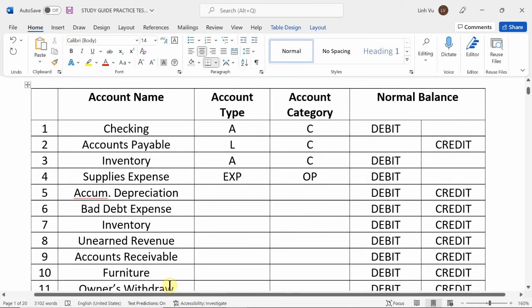What about accumulated depreciation? Accumulated depreciation.